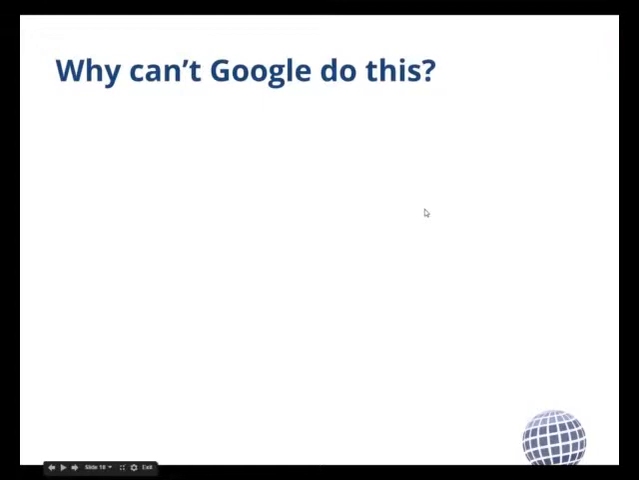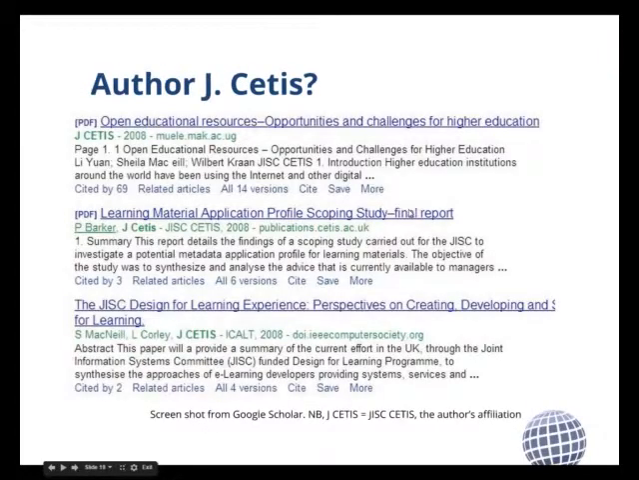Now, why can't Google do this filtering? I'll give you an illustration of some of the problems that Google has in interpreting what text on web pages actually means, by showing this screenshot from Google Scholar, which identifies an author as Jay Cetis, a co-author of mine.